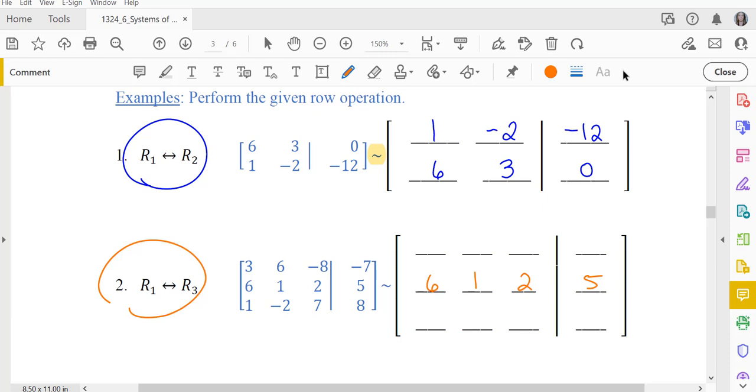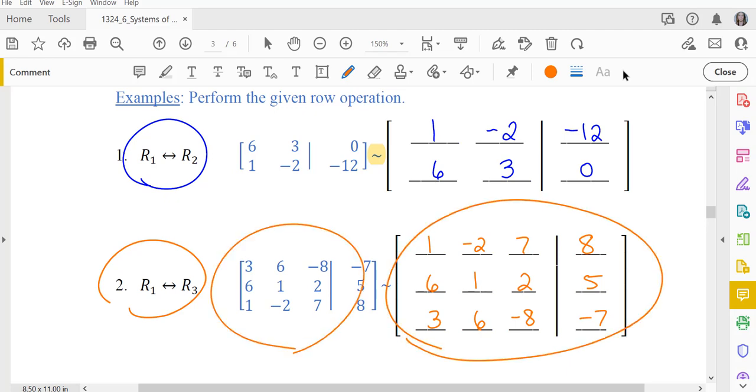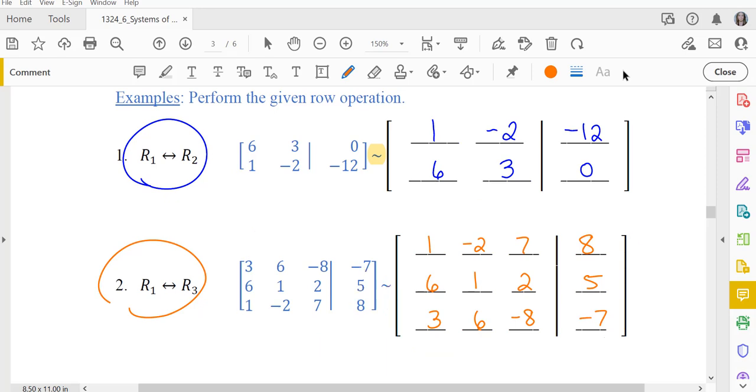Okay, the directions tell me to swap row 1 and row 3. My row 1, 3, 6, -8, -7, becomes my row 3. 3, 6, -8, -7. Now my row 3 becomes row 1. 1, -2, 7, 8. These two matrices are what are called row equivalent matrices.